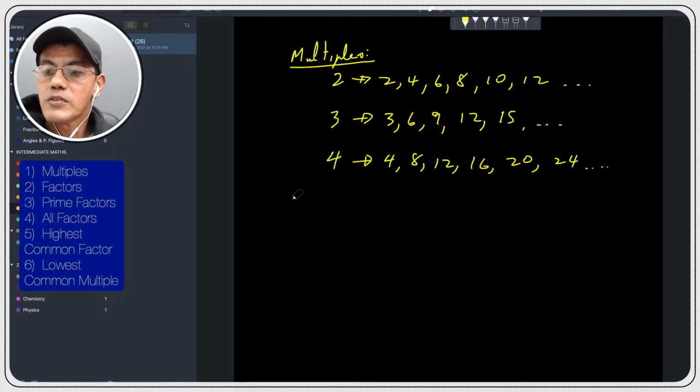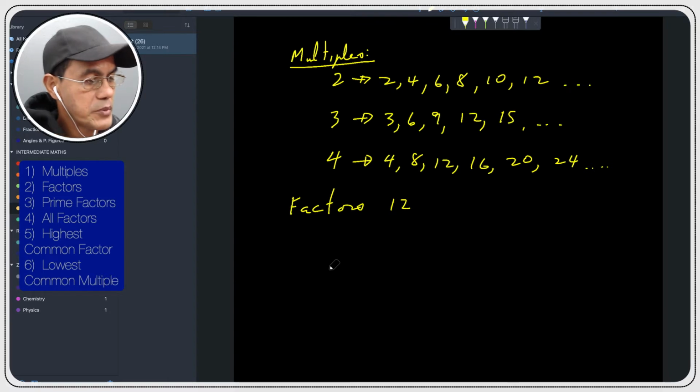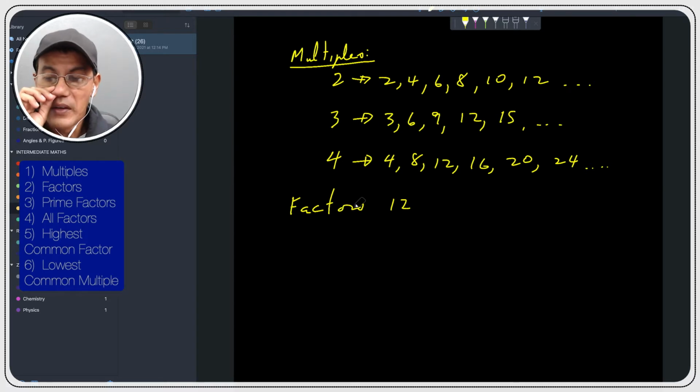All right, how about factors? Now factors, let's look at say a number like 24. 24 got nice factors. In fact, before we do 24, why don't we do 12? So let's look at factors of 12. For us to get the factors of 12, we tend to ask ourselves what can go into 12, right? And when the numbers are small like this, in this instance 12, it's quite easy.